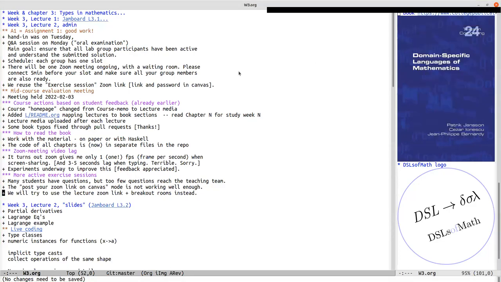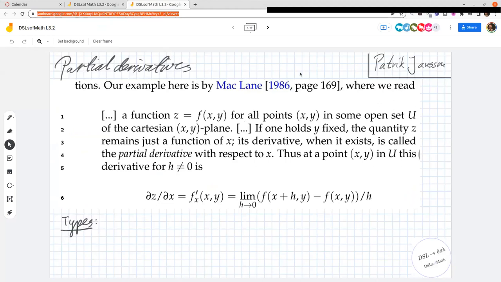Move over to the Jamboard. And here at least there is one help in keeping down the lag, is that you can use the link I've placed in the chat so you can see the Jamboard as it evolves directly. Okay, now to the mathematics part here.